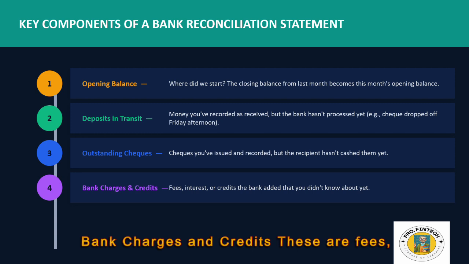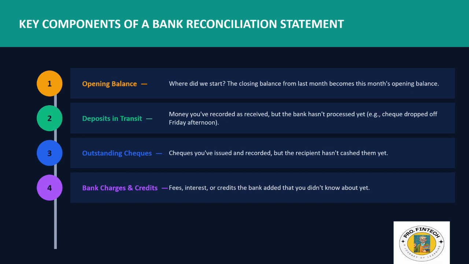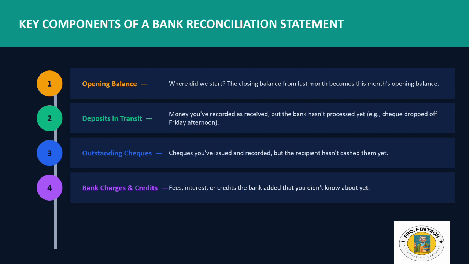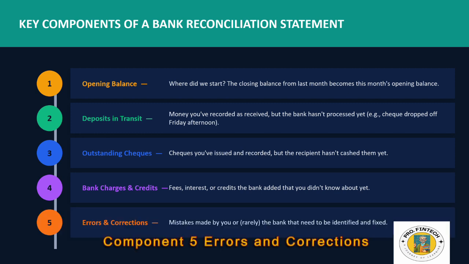Component four, bank charges and credits. These are fees, interest charges, or direct credits that the bank applies to your account. Things like SMS alert fees, loan interest, or automatic transfers that you might not have recorded in your cash book yet. Component five, errors and corrections.